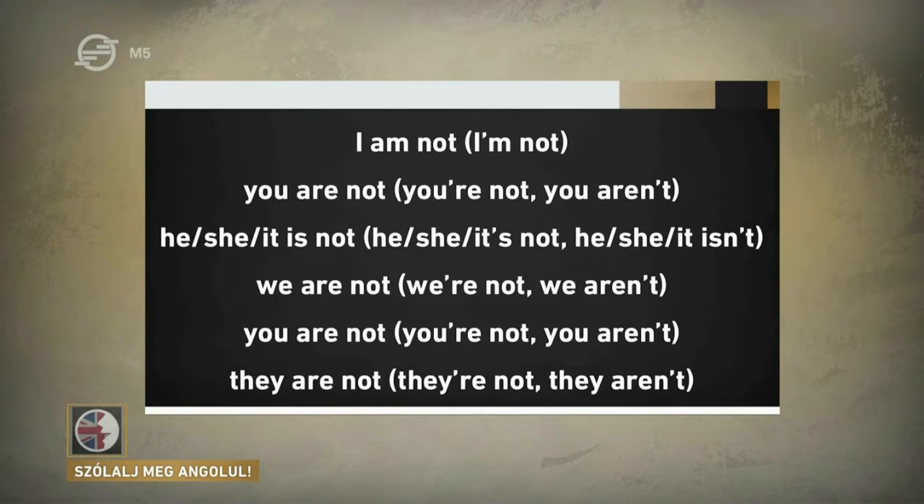If we're using the present simple of the verb to be, I am, you are, he, she, it is, we are, you are, and they are, then to make them negative, we add not. I am not, I'm not, you are not, you're not, you aren't, he, she, it is not, he, she, it's not, he, she, it isn't, we are not, we're not, we aren't, you are not, you're not, you aren't, and they are not, they're not, they aren't.